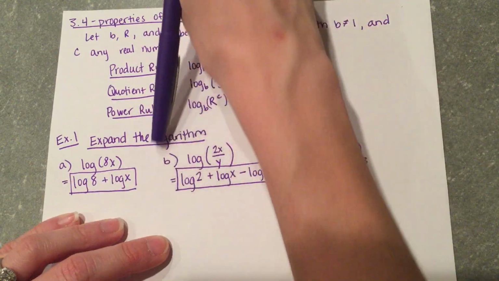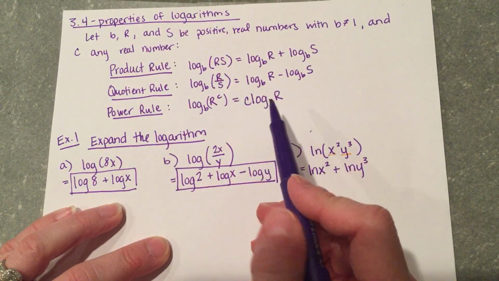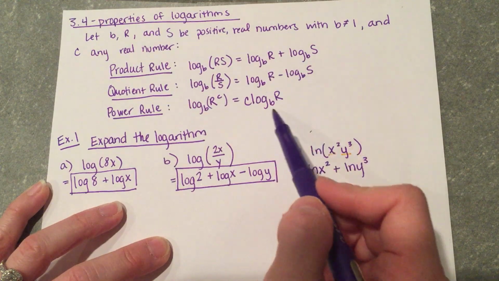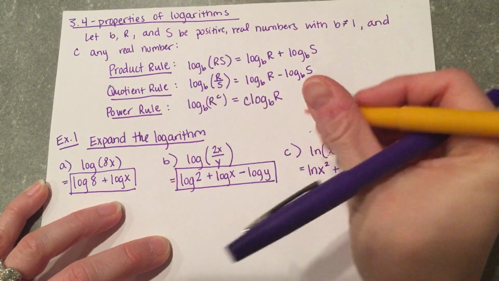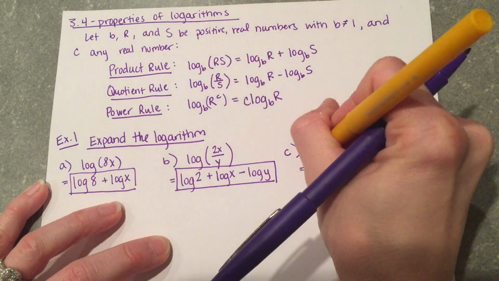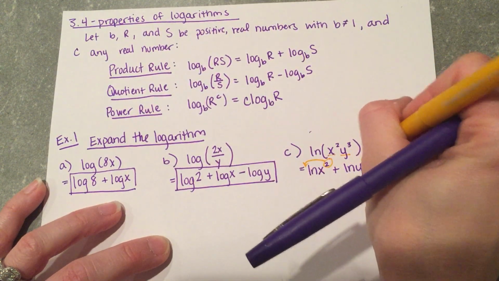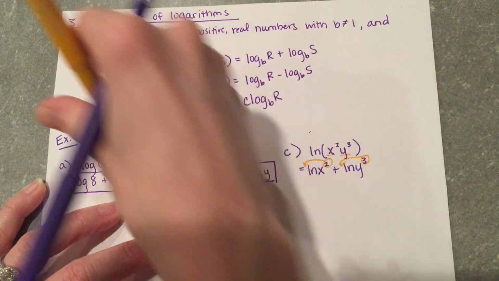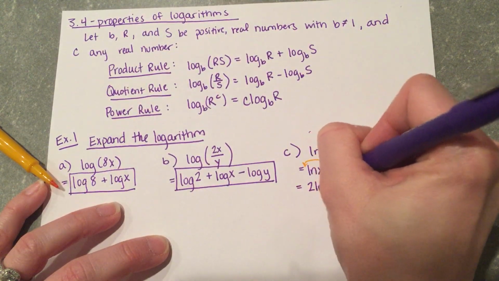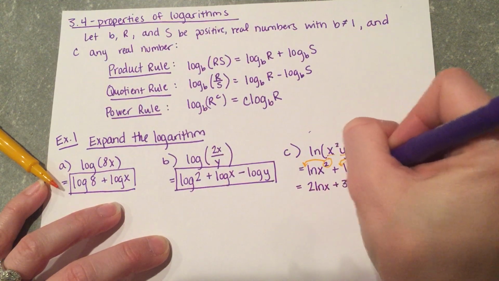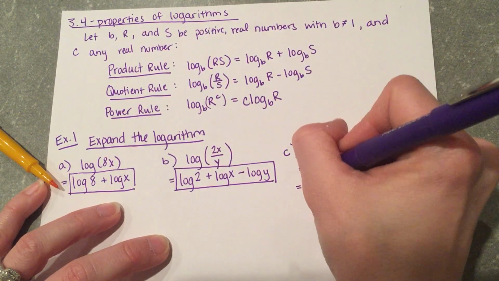But I'm not done. When I have something fully expanded, I want it to look like these. So I don't want there to be an exponent anymore. So I'm going to take this 2, move it to the front, and take this 3 and move it to the front here. That's using the power rule. So our final answer here would be 2 natural log x plus 3 natural log y.